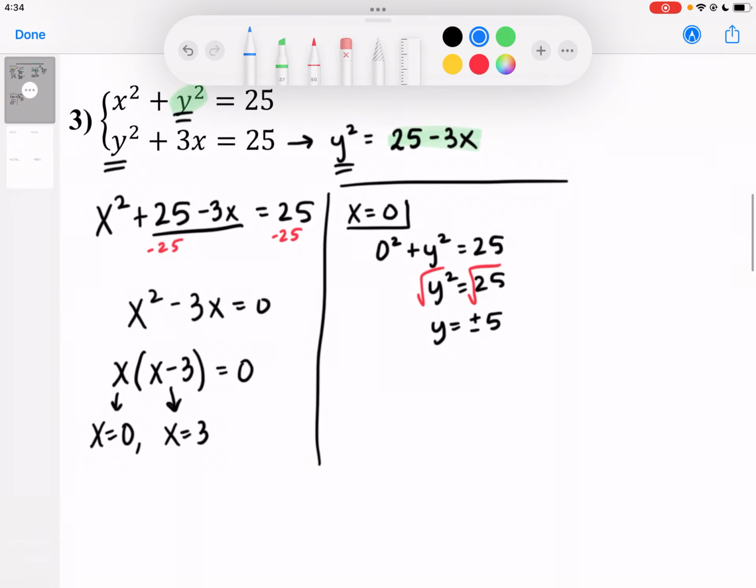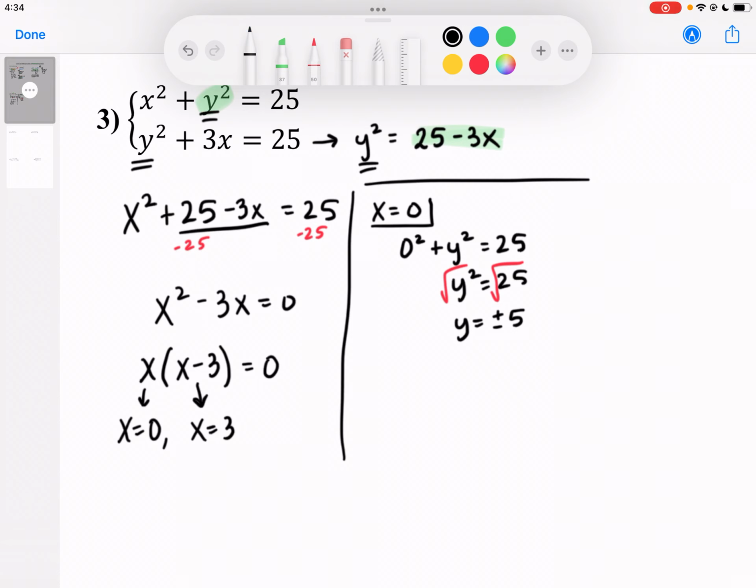That means we have two answers. We've got (0, 5) and (0, negative 5) just from that one x value. So that's 2 of our solutions.